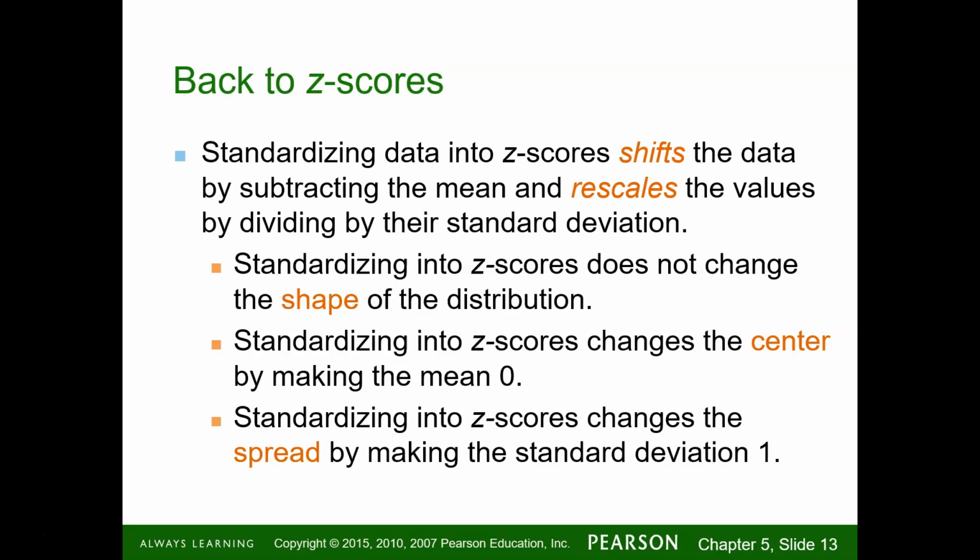So let's get back to z-scores. What this means is that's what the z-score is doing. It's shifting the data by subtracting the mean, and it rescales it by dividing by standard deviation. And standardizing into z-scores does not change the shape at all. The shape doesn't change. It changes the center by making it 0. So the center changes, and it changes the deviation, the spread, to 1. So it's giving you nice clean numbers where the center is 0 and the spread is exactly 1. And that's what it's meant to do. And if you standardize like that, you can compare all sorts of different data and get good information on it. Because they all have the same mean and standard deviation now, and it's a direct comparison.